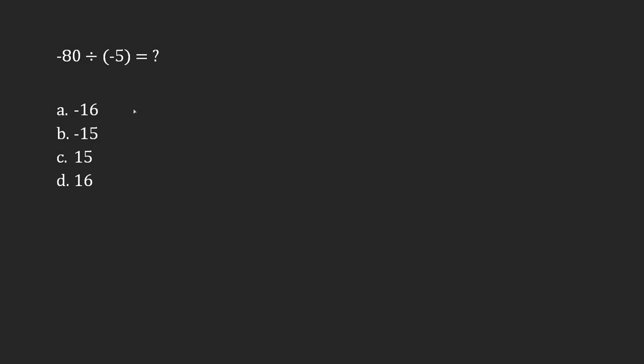Negative 80 divided by negative 5. This gives me negative 80 over negative 5. I can think about division as just being a fraction. Negative 80 over negative 5 is going to end up being positive 16, but there's a number of ways that I can get to that.